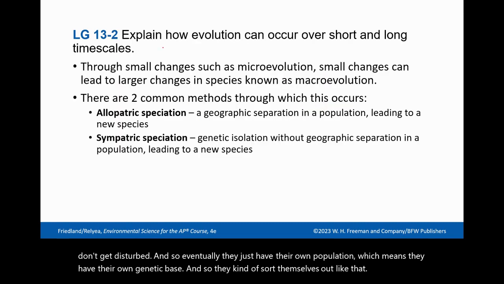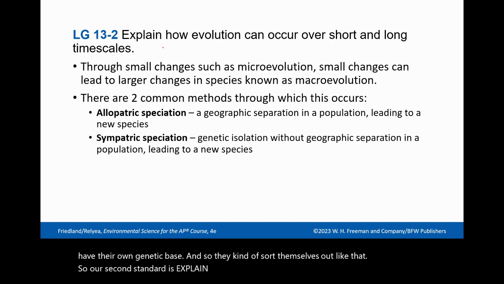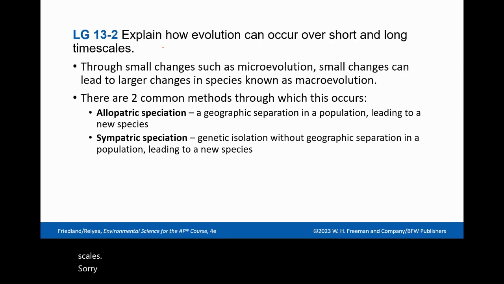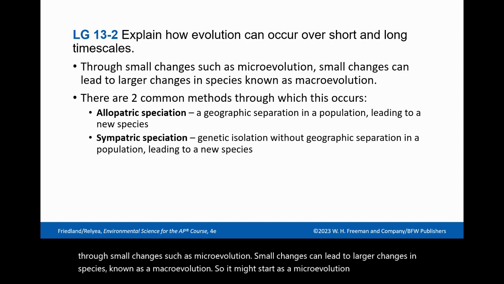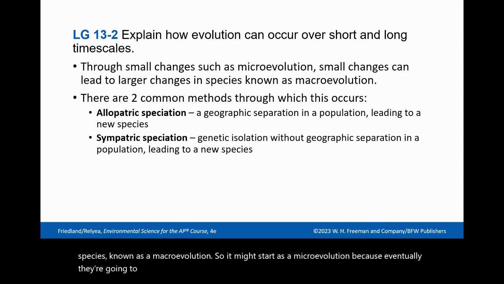So our second standard is explain how evolution can occur over short and long timescales. Through small changes such as microevolution, small changes can lead to larger changes in species, known as macroevolution. So it might start as a microevolution because eventually they're going to get further and further away from the mean. And there are two common ways in which this happens.